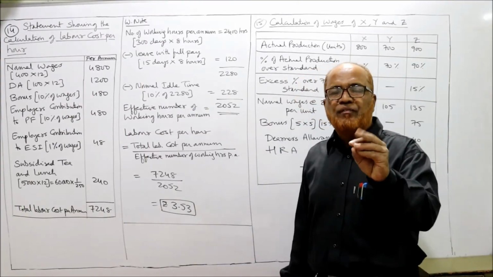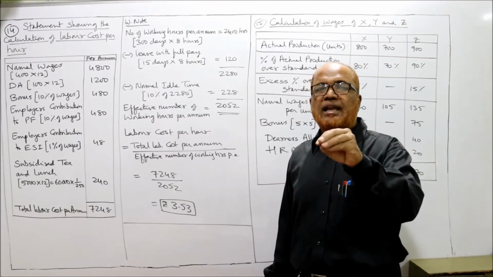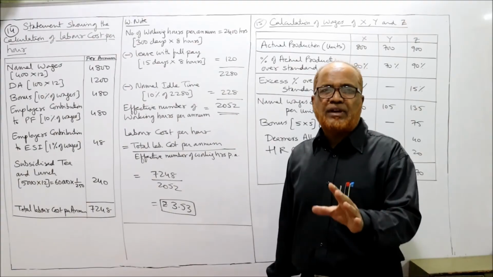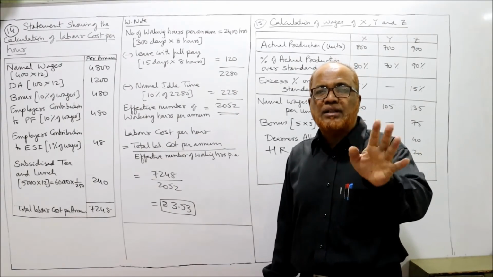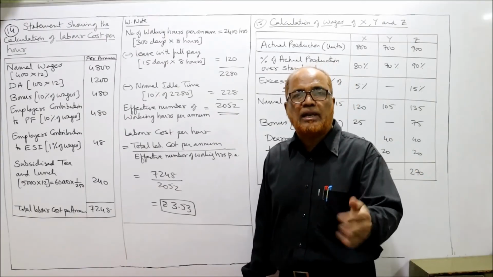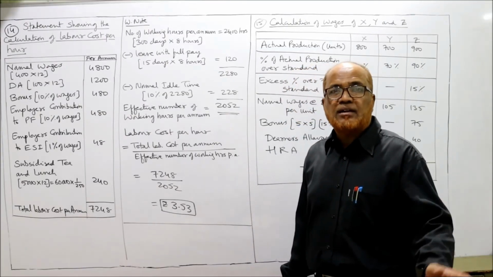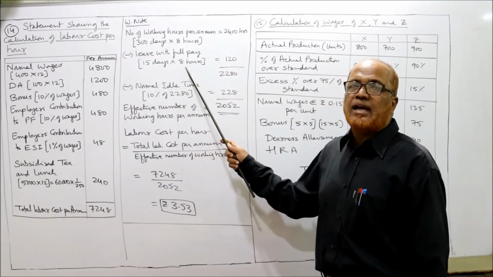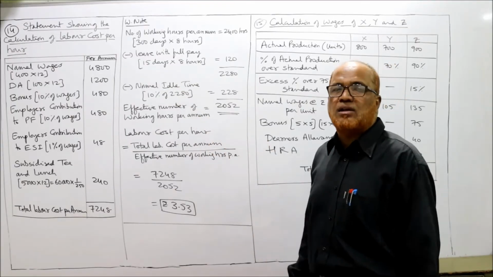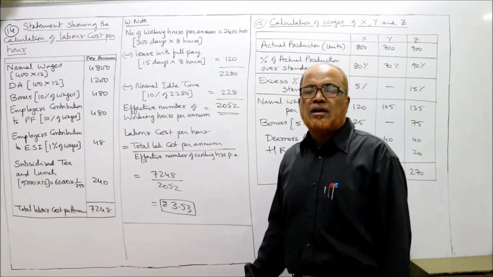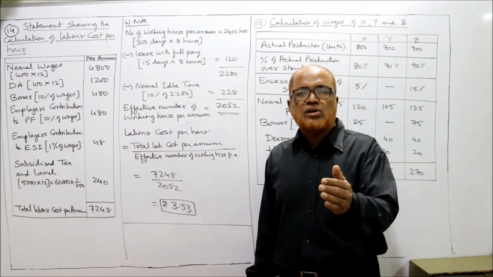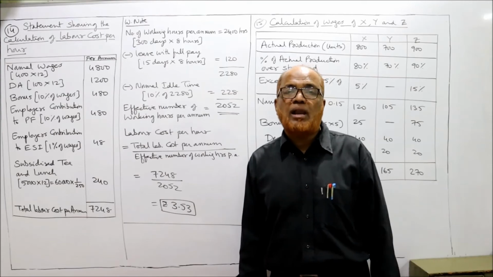Out of which 15 days is leave with full pay. That means payment will be made, but the worker will not come to office. He will be on leave. So that will be deducted. So 15 days into 8 hours comes to 120 hours. The worker will not come to office. So deduct it, 2,280. After attending the office also, there is 10% normal idle time.